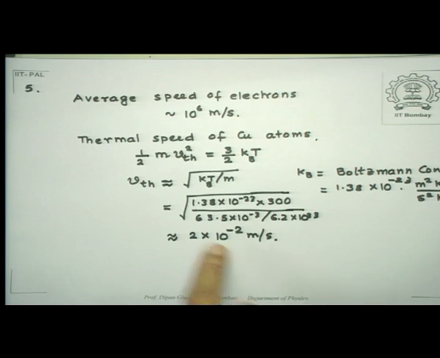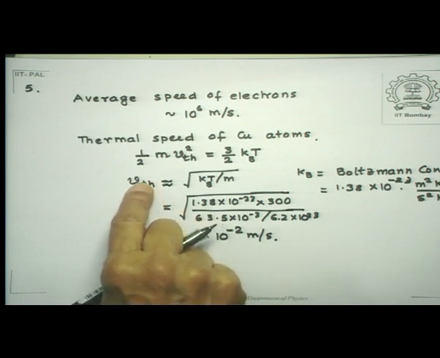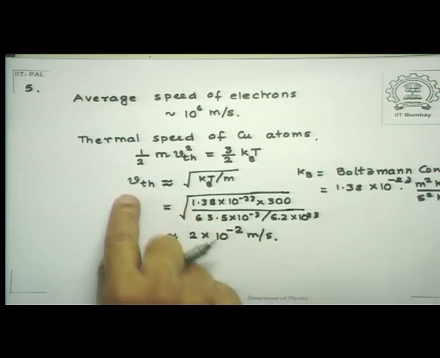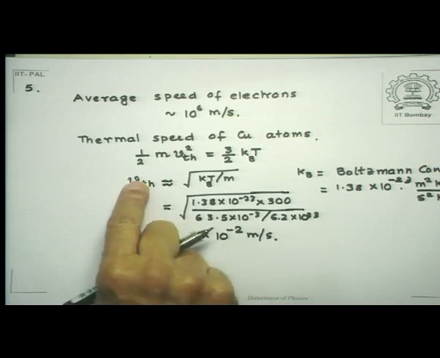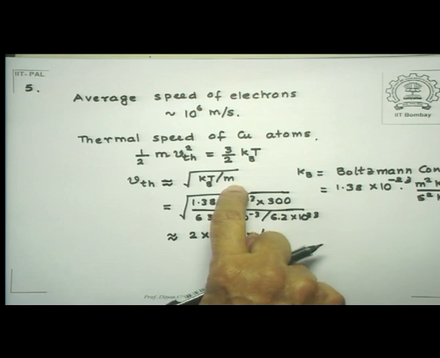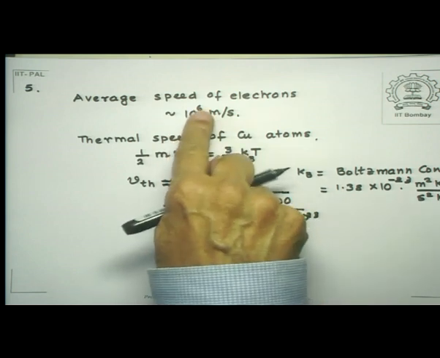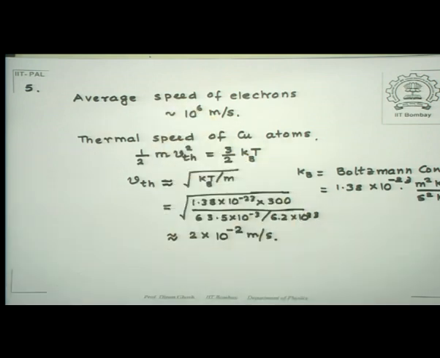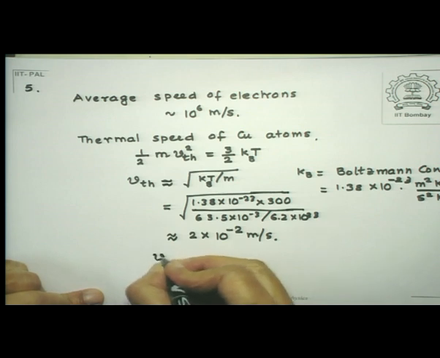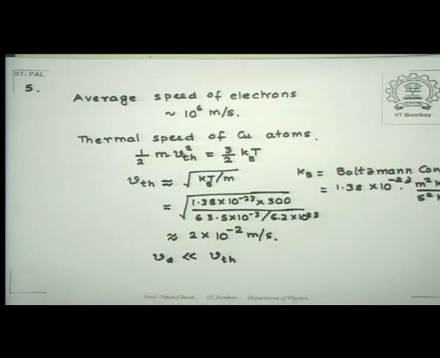So you notice that the drift speed of electrons is even smaller than this. And you see what happens if I am talking about electron mass here, because the mass appears in the denominator. The thermal speed of electron increases substantially, and you get a number which is about 10 to the power 6 or so. So Vd is much less than the thermal speed of both electrons and of course even the ions.